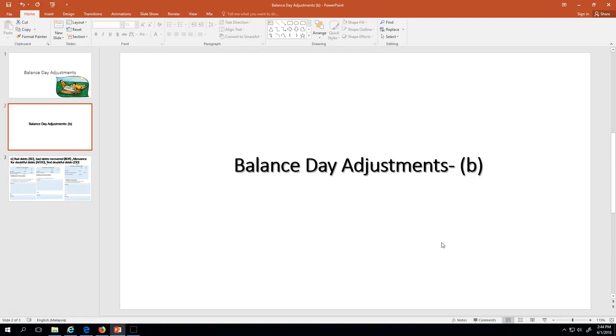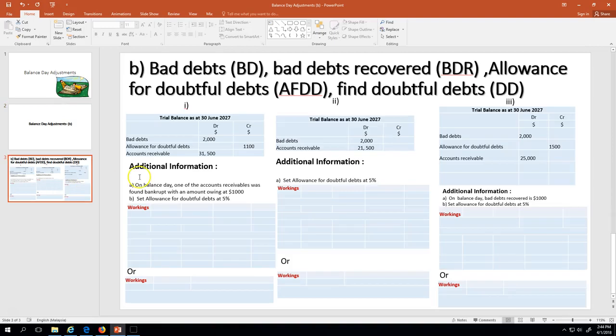Welcome to Part B of Balance Day Adjustment, the second item that we need to do on Balance Day, which is at the end of the financial year. So let's look at number B. Bad debts recovered, allowance for doubtful debts, and find doubtful debts.